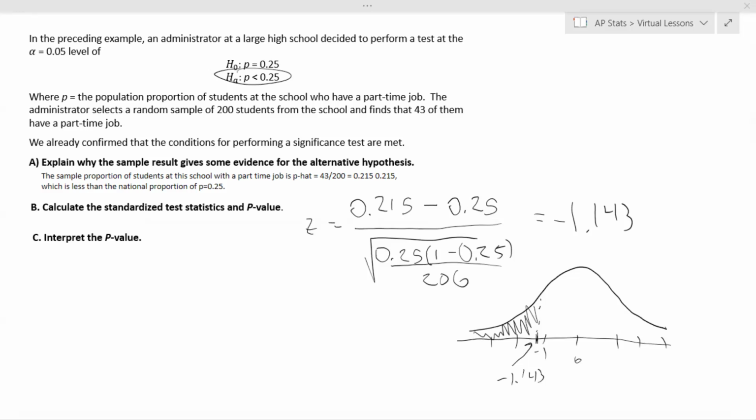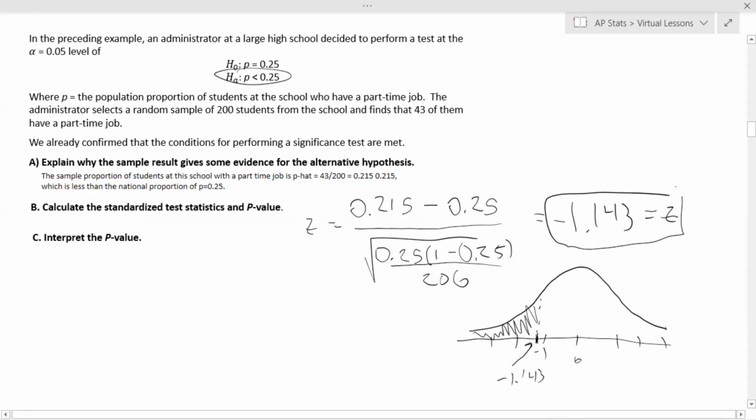So in order to do this, we can use table A. So this is the z-score, or this test statistic. And to get the p-value, we can use table A.